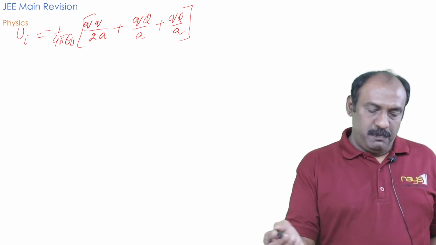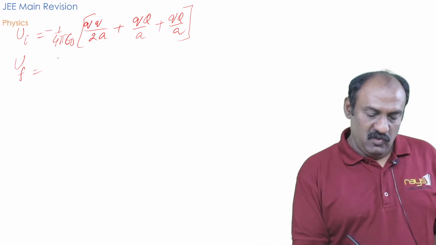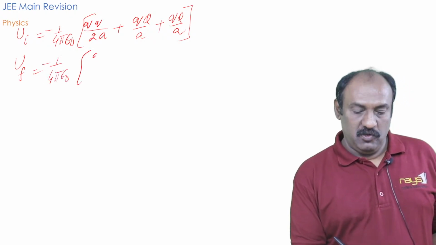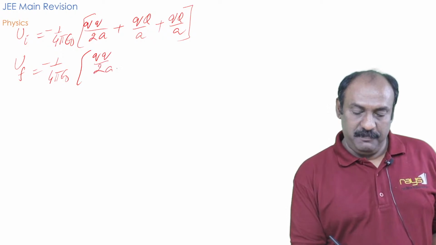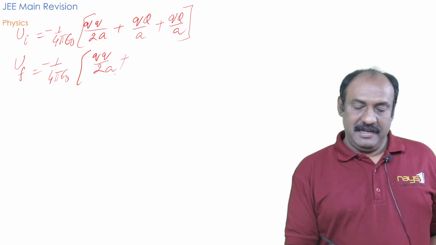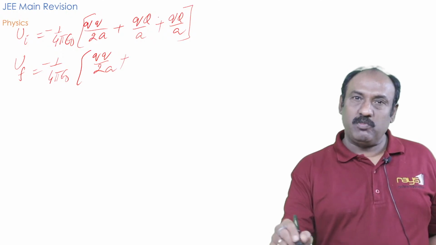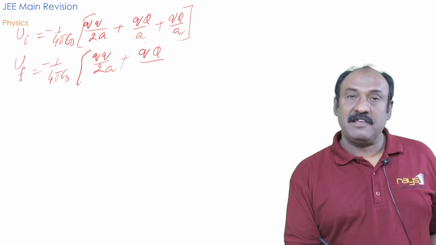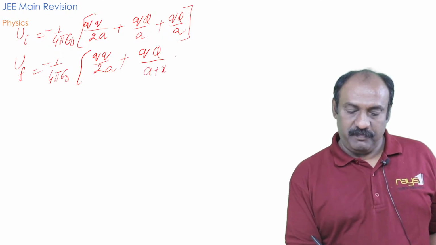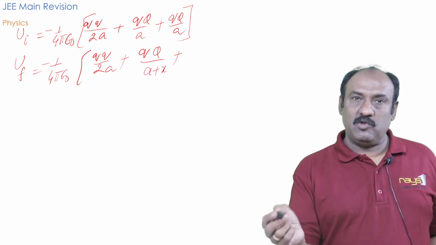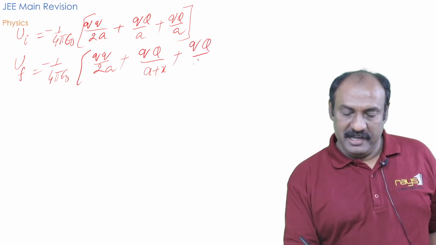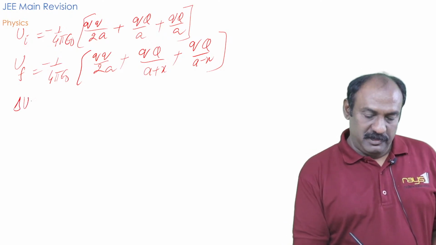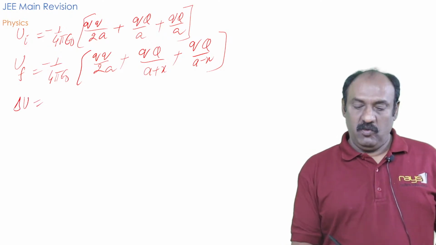So after displacement, what is the final potential energy? 1 by 4 pi epsilon naught, q into q by 2a is the same, plus, but here this capital Q is displaced to a small distance x. Therefore, q into capital Q by, in place of a I write a plus x, plus for the last charge it is q into capital Q by a minus x. So for the change in potential energy, this first term becomes 0. Only the rest is the change.